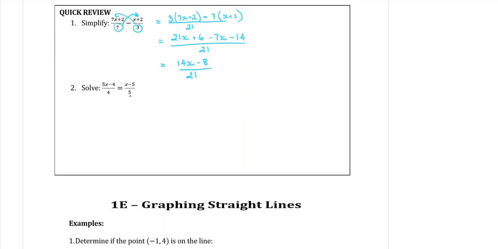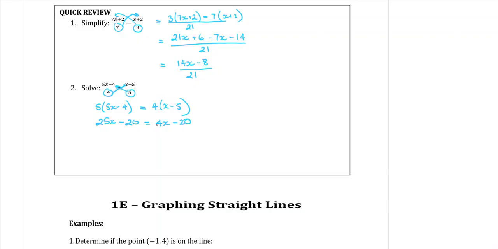Because there's one fraction on either side, I can use the cross multiplication method. So the 5 will multiply with the top of the first fraction, like this, and then equals the 4 will multiply with the top of the second fraction. Then we expand. 5 times 5 is 25x. Then minus 20 equals 4x minus 20.